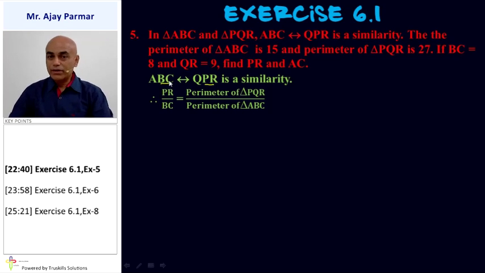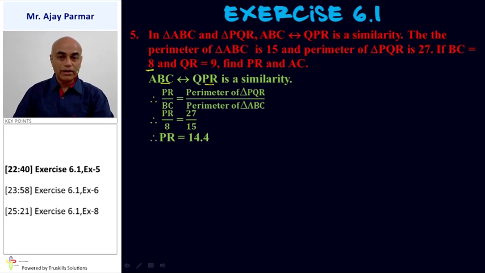So PR upon BC is equal to perimeter of triangle PQR upon perimeter of triangle ABC. Therefore, substituting the values, PR upon 8, because BC in the sum as given over there is 8, is equal to 27 upon 15. So PR will be 27 into 8 upon 15, and that will be 14.4.